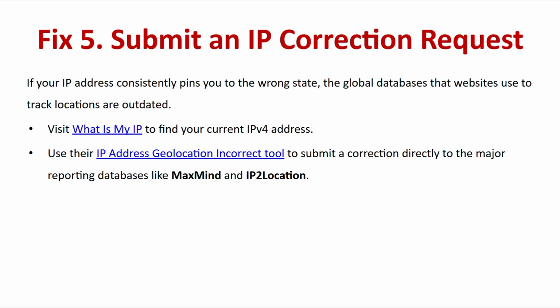Fix 5. Submit an IP correction request. Visit What Is My IP to find your current IPv4 address. Use their IP address geolocation incorrect tool to submit a correction directly to the major reporting databases like MaxMind and IP2Location.